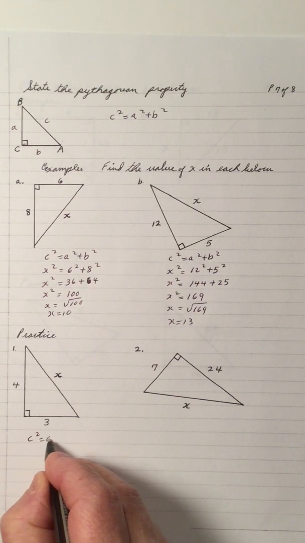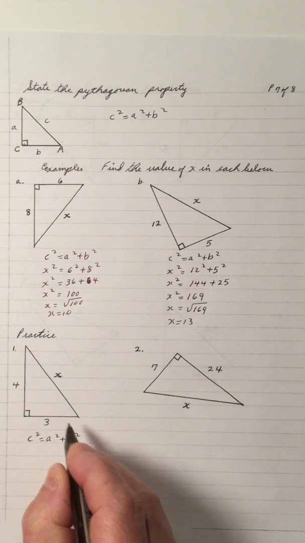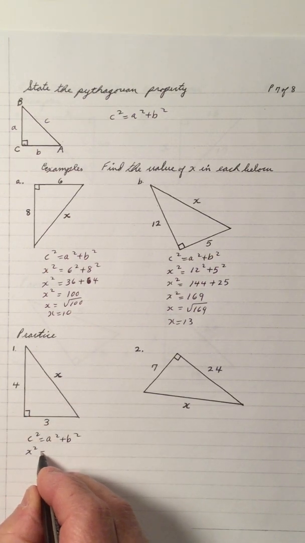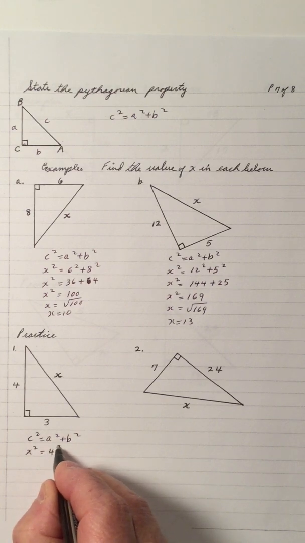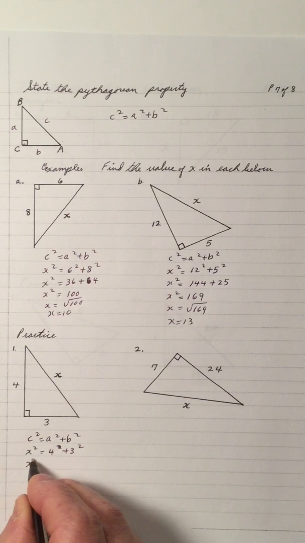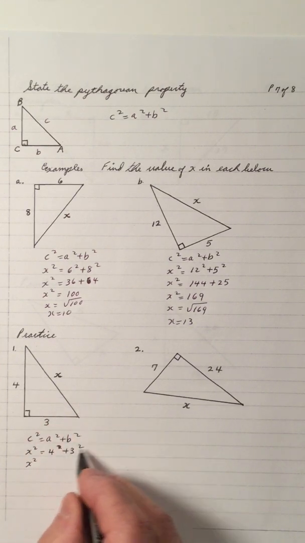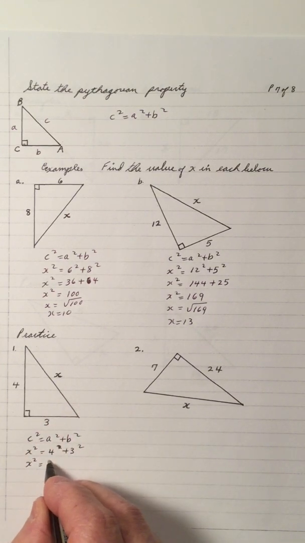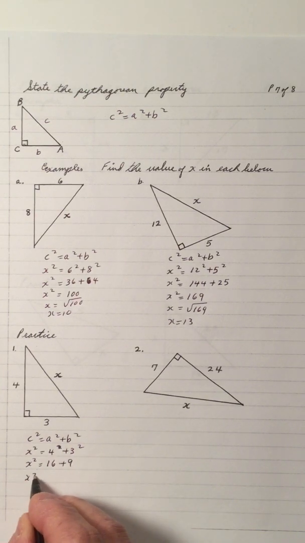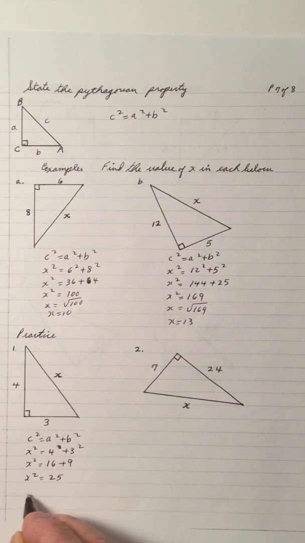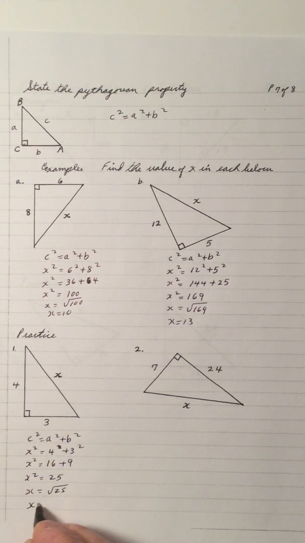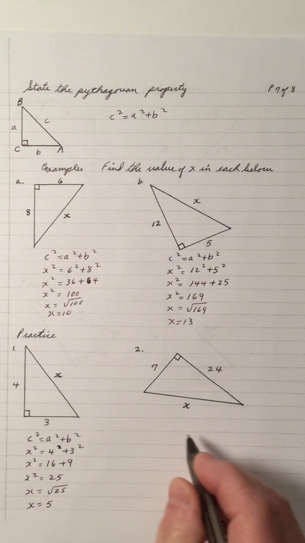C squared equals A squared plus B squared. X is the hypotenuse opposite the right angle, so x is C. 4 and 3 are the legs. So x squared equals 4 squared plus 3 squared. 4 squared is 4 times 4 is 16. 3 squared is 3 times 3, 9. X squared equals 25. X equals the square root of 25. X is equal to 5.